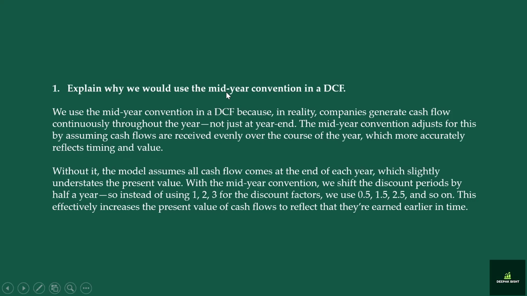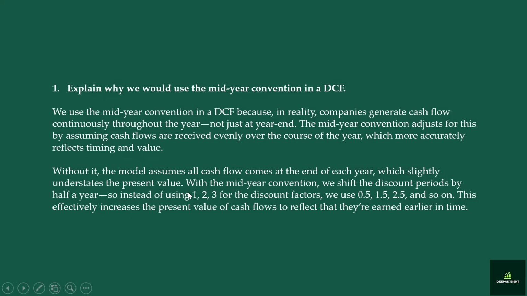In a DCF without mid-year convention, we would use discount periods numbered 1 for year 1, 2 for year 2, and 3 for year 3. With mid-year convention, instead of 1 to 3, we use 0.5, 1.5, and 2.5, which makes sense because we are assuming that throughout the year, we are averaging whatever cash comes in. We are averaging them out and using the mid-year convention. This is what it means.